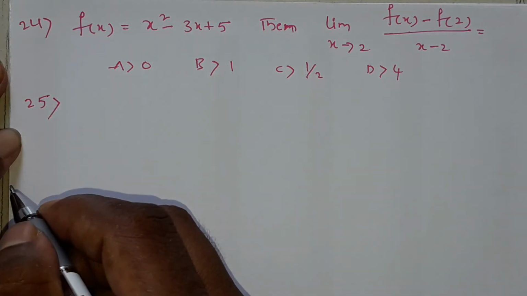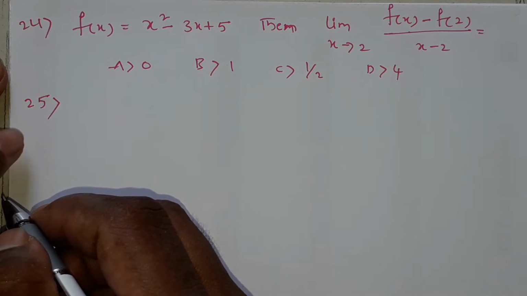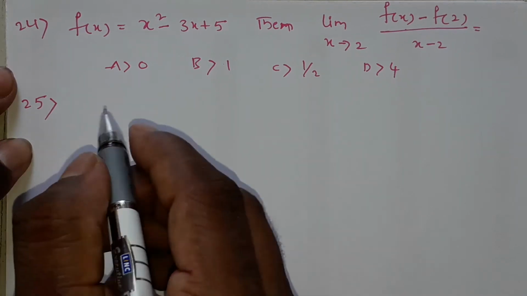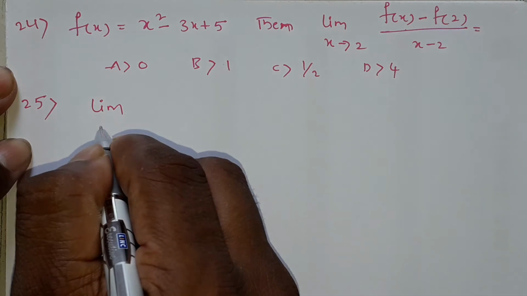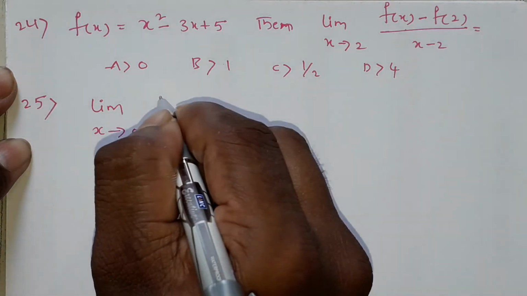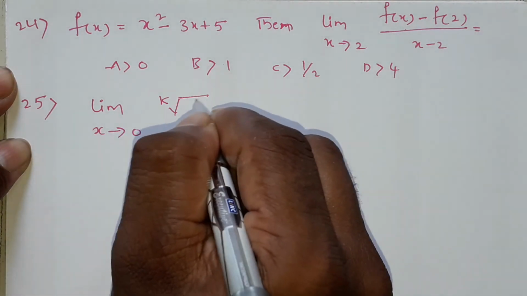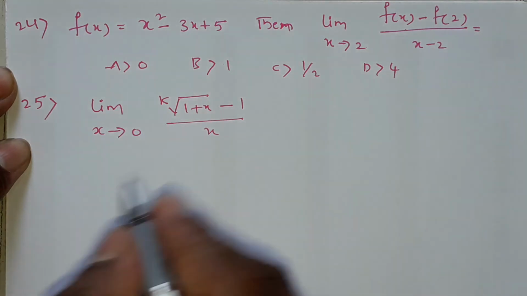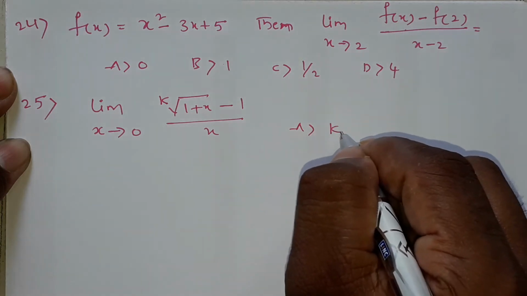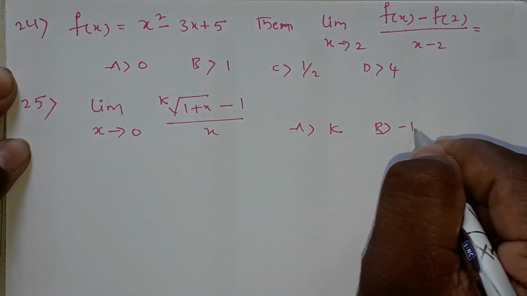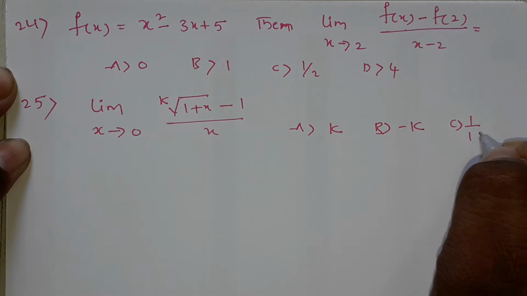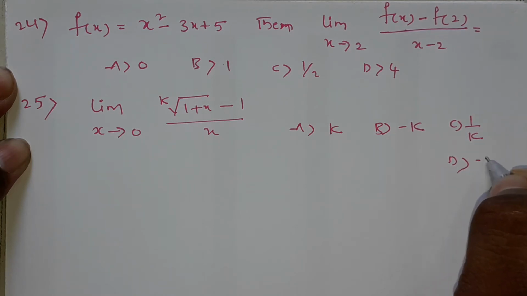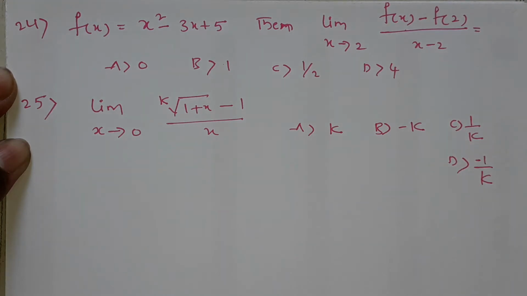25th. Next question is 25th. Here limit x extends to 0, (1 plus kx) under root... k into under root 1 plus x minus 1 by x. Option A is equal to k. Option B is equal to minus k. Option C is 1 by k. Option D is minus 1 by k. Here value is equal to. Simple question at a time, little bit of tough also.